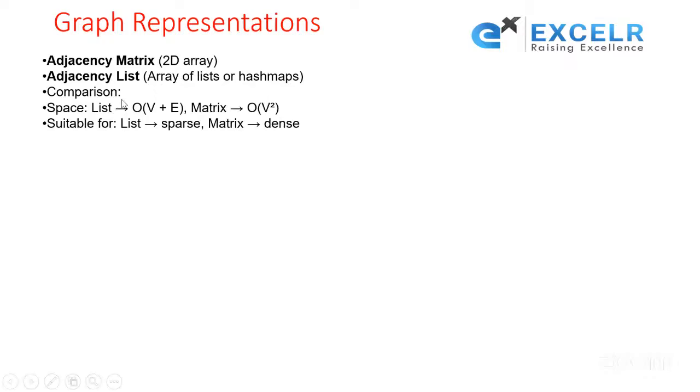Yeah, then comparison. In space, the list takes V plus E, and the matrix form takes V square. When we represent it in the form of a list, the space complexity would be the number of vertices plus the number of edges. Representing it in the form of a matrix, it is V square, because whenever we use a matrix, we have to use two for loops. So that is why it comes of the order of V square, right? And suitable for lists, we have sparse graphs, and for a matrix, dense graphs.